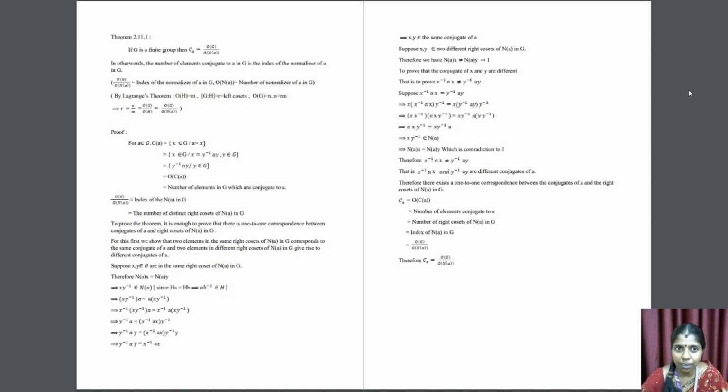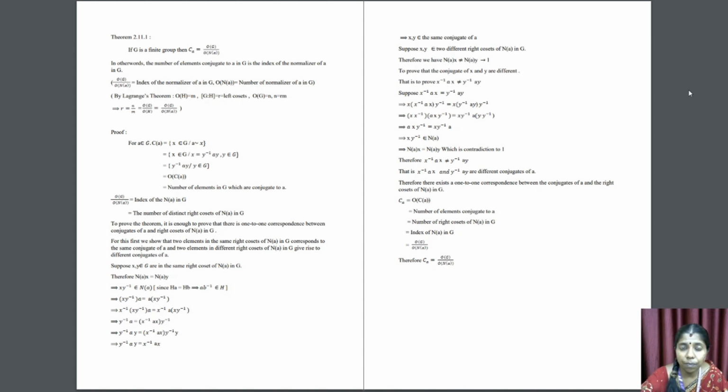Now we discuss the theorem. If G is a finite group, then C(a) equals order of G divided by order of N(a). In other words, the number of elements conjugate to a in G is the index of the normalizer of a in G. Very interesting theorem.